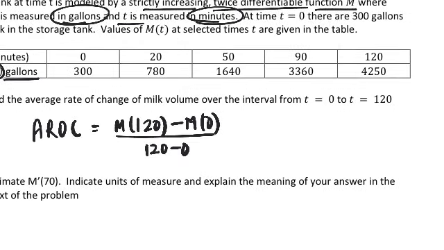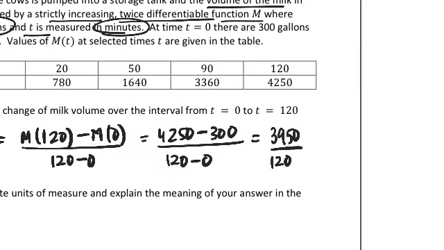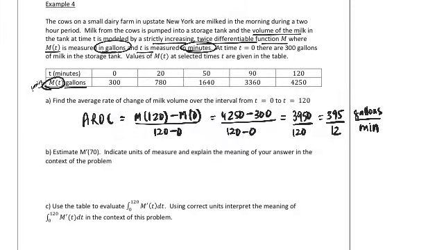over 120 minus 0. So this is going to be 4250 minus 300 over 120 minus 0, and that's 3950 divided by 120, or 395 over 12 gallons per minute. That's the average rate of change for the 120 minutes.